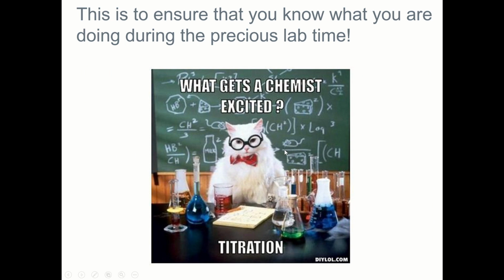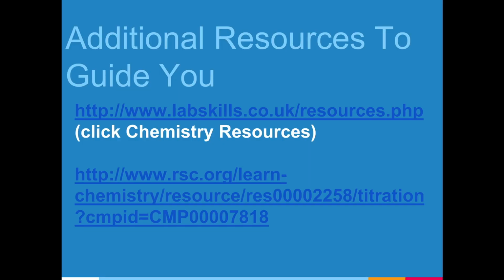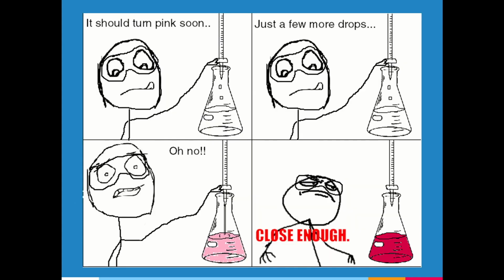What gets a chemist excited is titration, because you have to do a lot of things: washing, swirling, pipetting, etc. These are the additional resources. You can pause the video, write down the website so that you can go and take a look at it. To do titration, you really need patience. Without patience, you will be very frustrated because you cannot get the color.